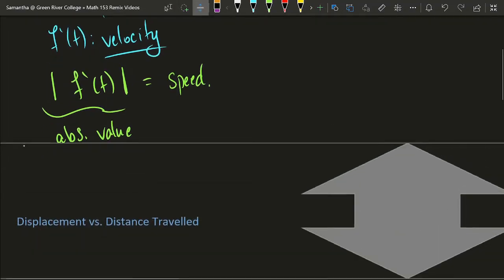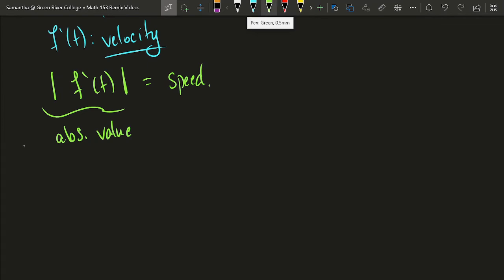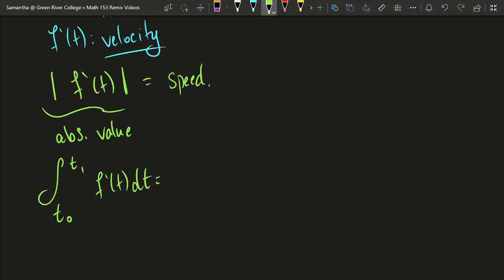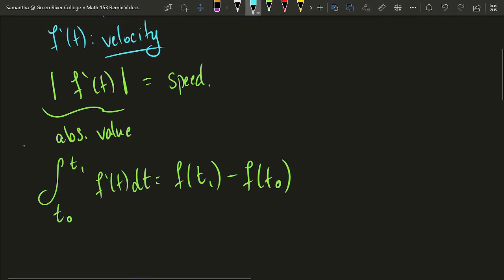Now, if you took your velocity and you integrated it from some initial time to some final time, then by the fundamental theorem of calculus, the quantity that you would get is the antiderivative of velocity, that is to say position, with the final time plugged in, and the antiderivative with the initial time plugged in. And this difference between the final position and the initial position is what's referred to as displacement.